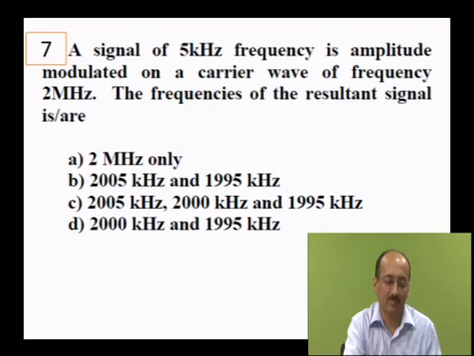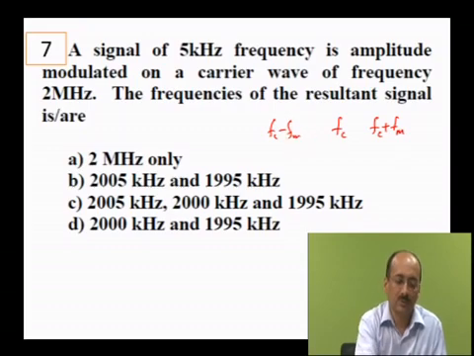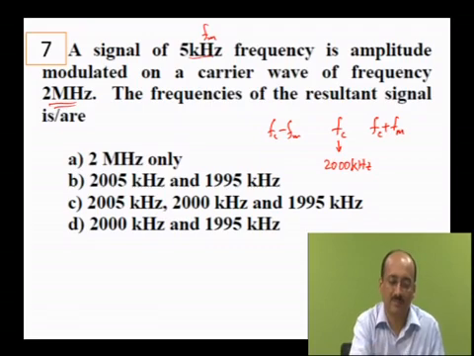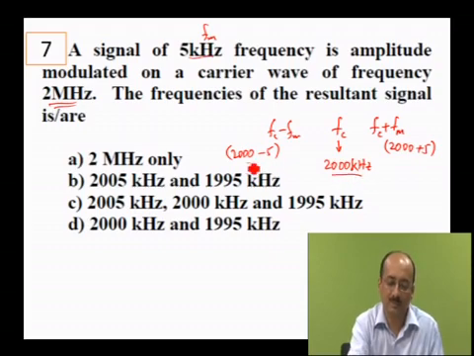A signal of 5 kilohertz frequency is amplitude modulated on a carrier wave of frequency 2 megahertz. The frequencies of the resultant signal are? Now what happens, I told you, the carrier frequency Fc will have sideband frequencies Fc plus Fm, the message signal frequency, and Fc minus Fm. What you can do, this 2 megahertz, convert to kilohertz. This will be 2000 kilohertz, and this is Fm, the modulating signal frequency. So you can add 5 kilohertz to 2000, or subtract 5 kilohertz from 2000. So the answers will be 2000, then 1995 and 2005, and that appears in C.